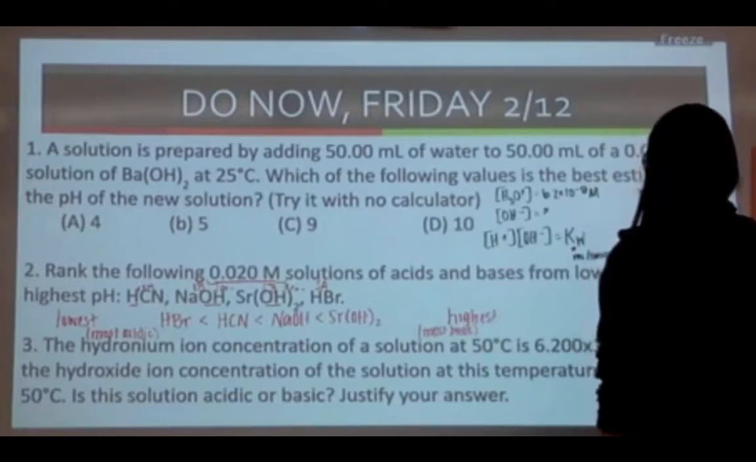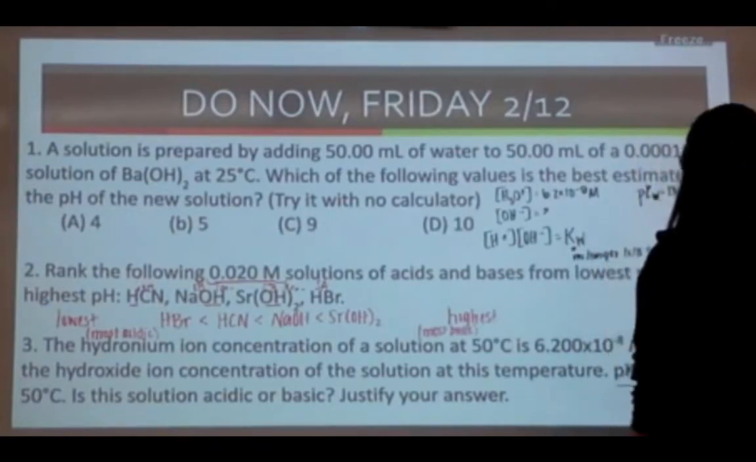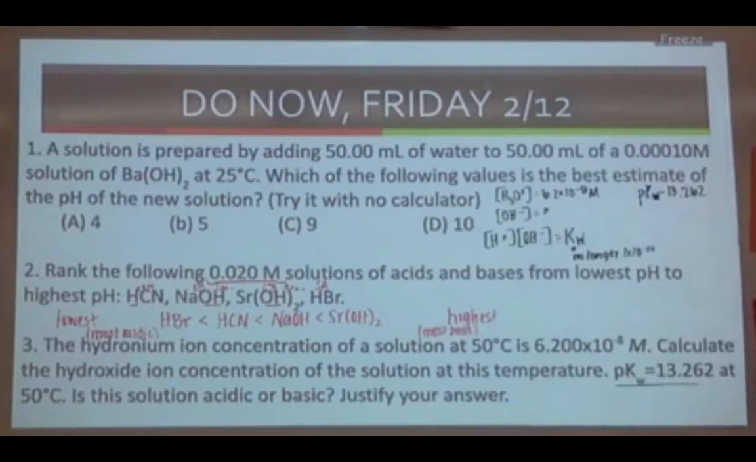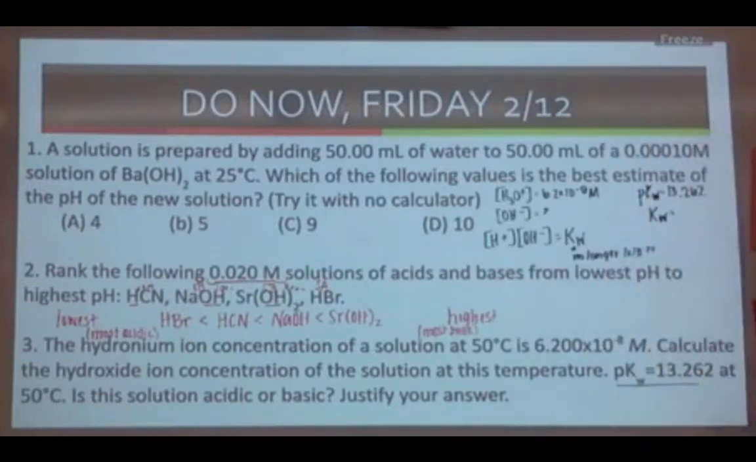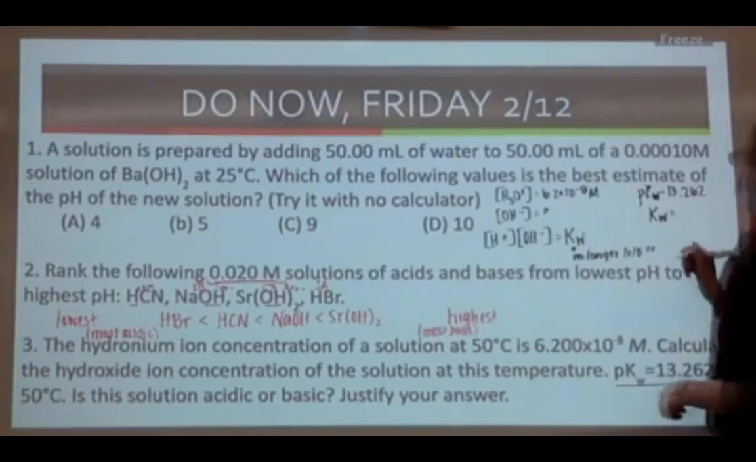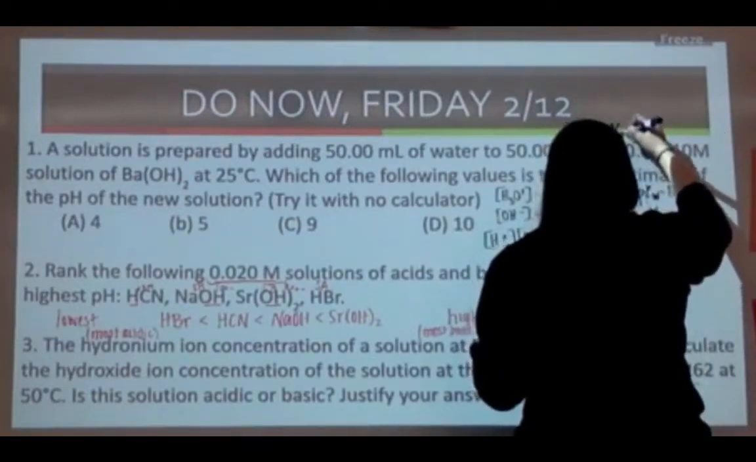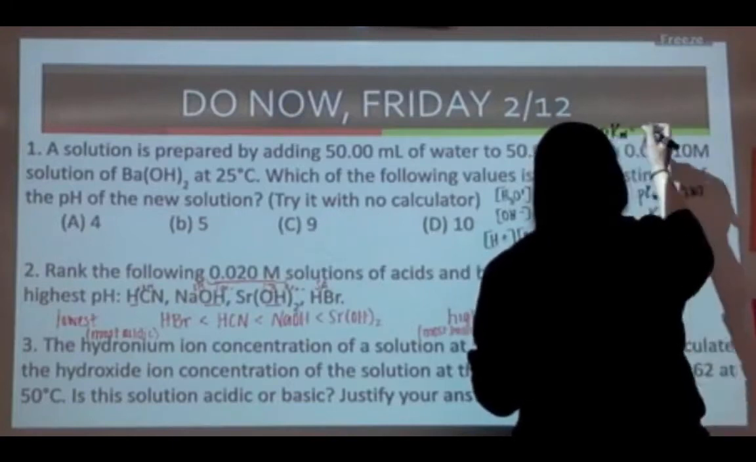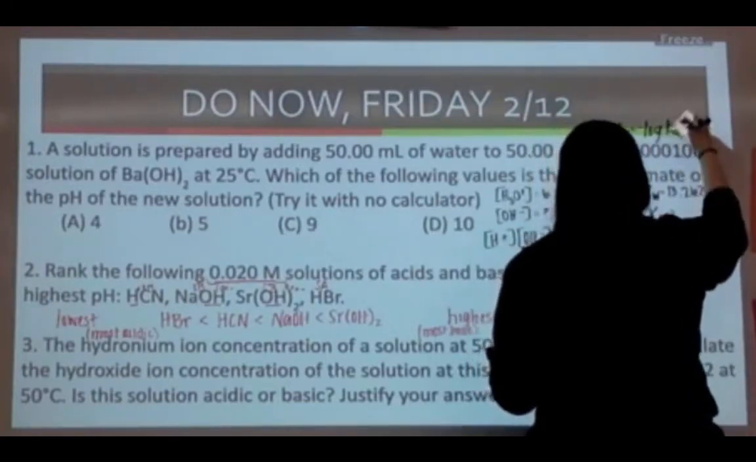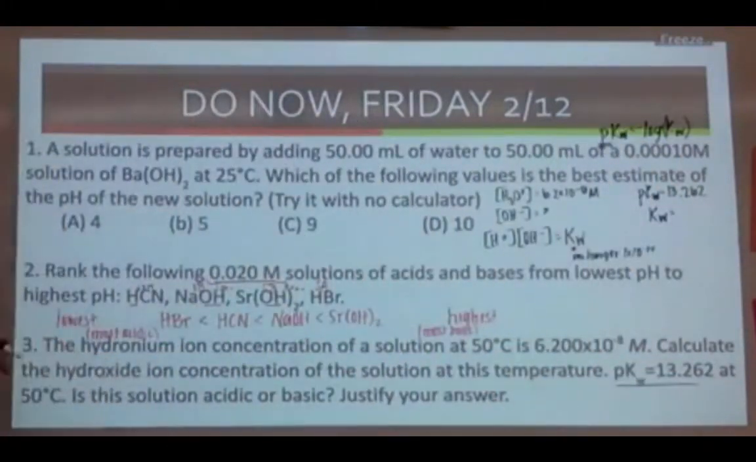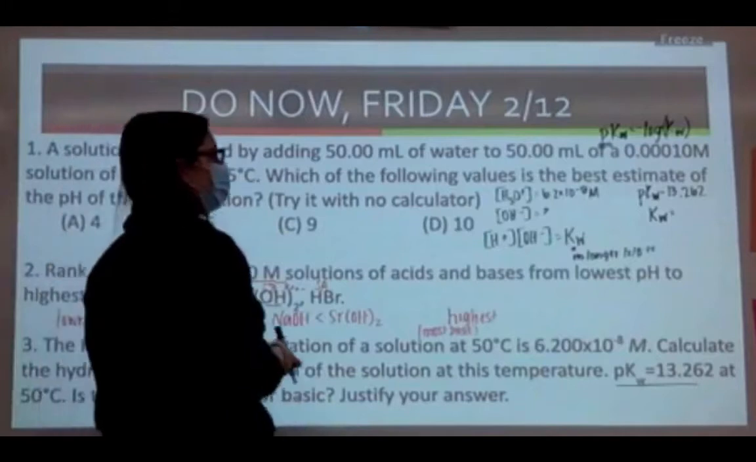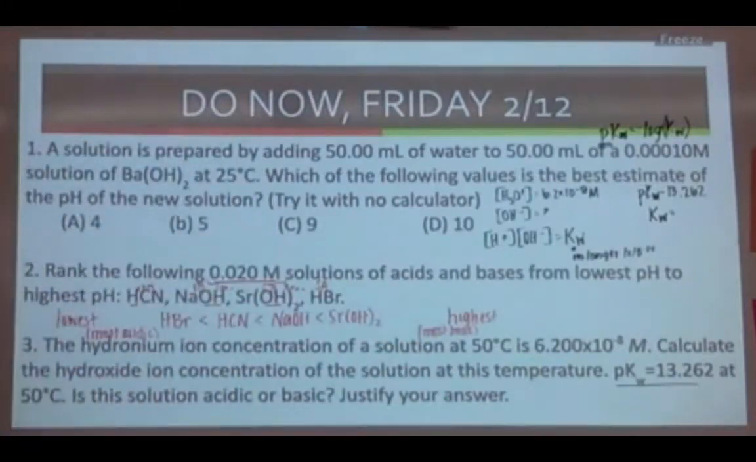So if pKw is 13.262, you can actually find Kw, just like if we have pH, we can find H+. The p in front just means that you took the negative log of the variable. That's all it means. pH means you take the negative log of H+. pOH means you take the negative log of OH-. pKa means you take the negative log of Ka.